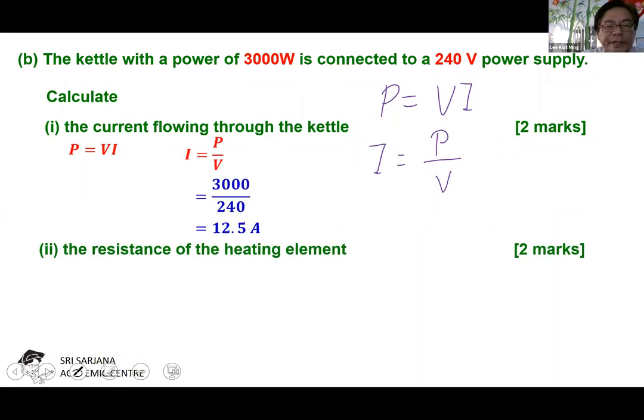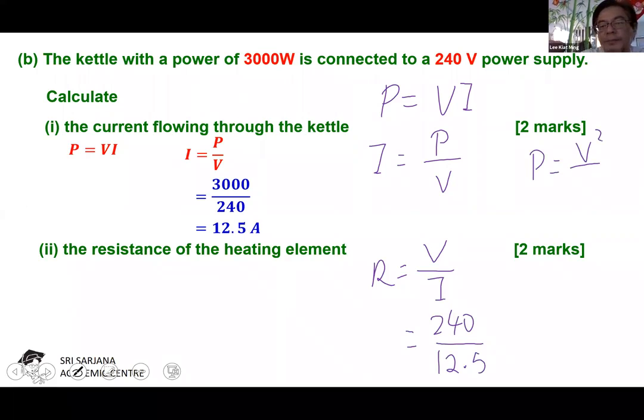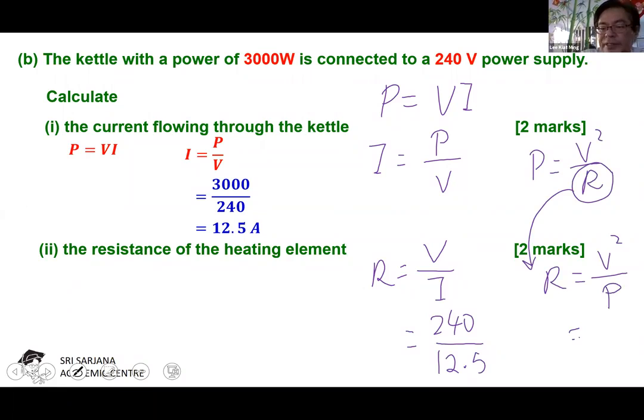Resistance. There are two ways of getting resistance. You can use the normal way, resistance equals V over I, because you know your I already. V is 240 over 12.5. If you don't want to use this, you can use the formula power equals V squared over R. So to find R, R and P change places. Don't worry, the answer will be the same. R equals V squared over power. You calculate, and your answer will be the same. Don't believe, you can try.